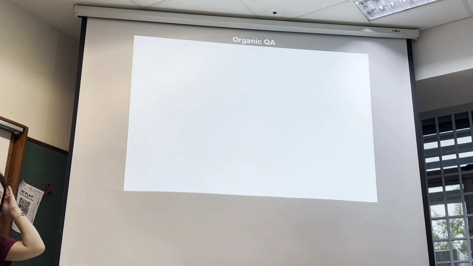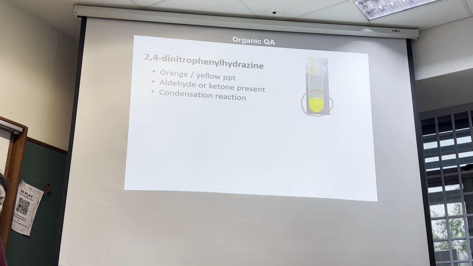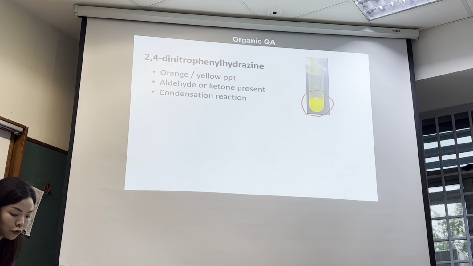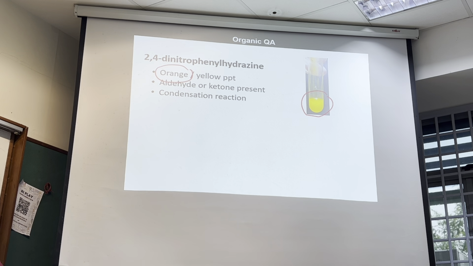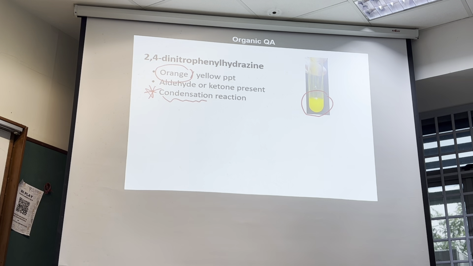Now, next up, organic. I have 4 of them. This is the first one, 2,4-DNPH, okay? Please remember, while in theory it's written as orange, usually you will just see the yellow. It's fine, you will still conclude orange. That suggests you have a carbonyl compound, people, aldehydes or ketone present, and the reaction is condensation. Usually you cannot remember. 2,4-DNPH, orange, but it may appear yellow, is still positive.